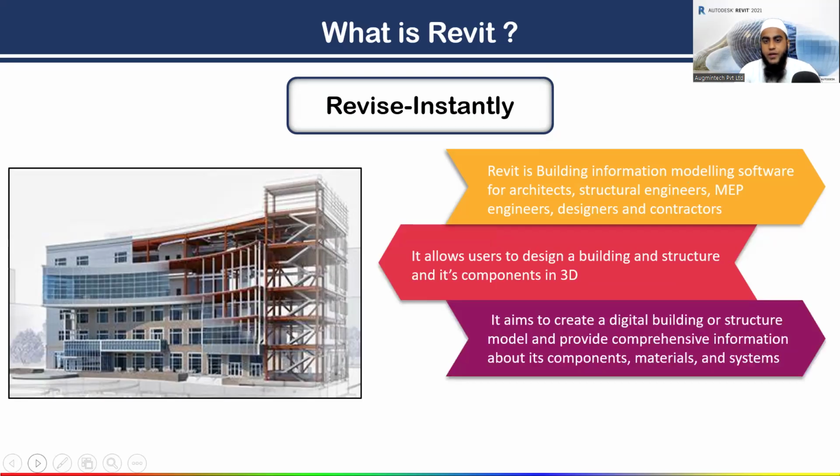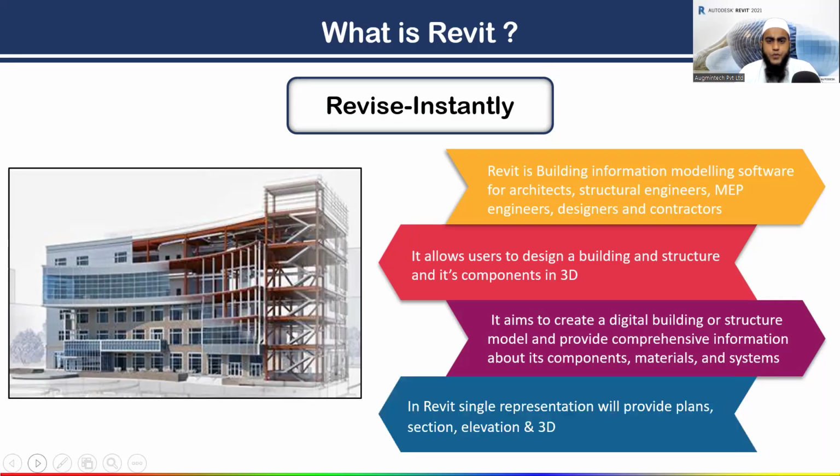So what is the aim of Revit software? It aims to create a digital building or structure model and provide comprehensive information about its components, materials, and systems. So this is all about what Revit software is. Simply, you can say that Revit allows the user to design a building, a structure, and its components in 3D. I will show you at the end how to create a 3D model using this software.